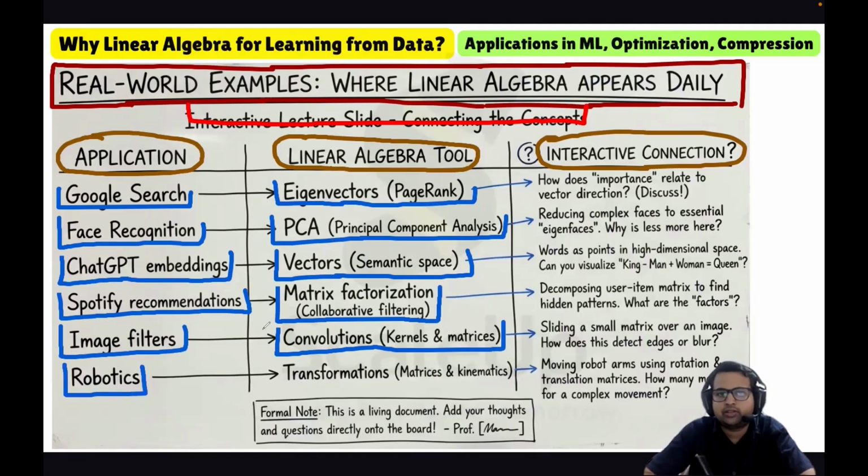The next application is robotics. In robotics, we make use of transformations. The linear algebra tool is transformations, like matrices and kinematics. Moving robot arms use rotation and translation matrices. So these are some real world examples where linear algebra appears daily.